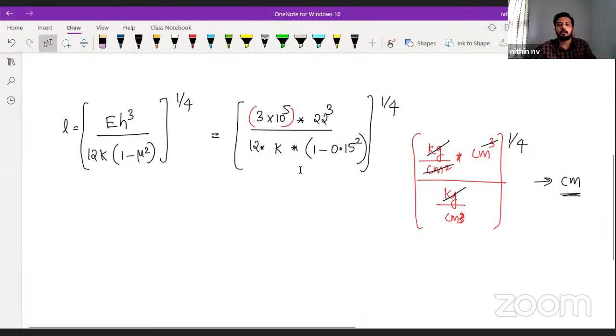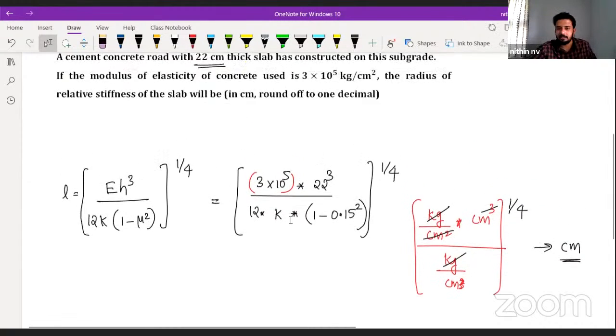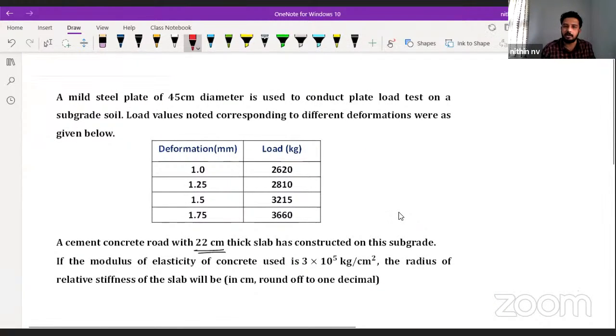Now, how to calculate this K value? That is our challenge. So how to calculate this K value, modulus of subgrade reaction? Remember, modulus of subgrade reaction is equal to pressure divided by delta, or P by delta. Now, what is this P and what is this delta? Always you have to remember delta value is constant, 0.125 centimeter. Most probably they will give it directly. What is this P value? This is nothing but pressure value. Stress corresponds to this particular delta value 0.125.